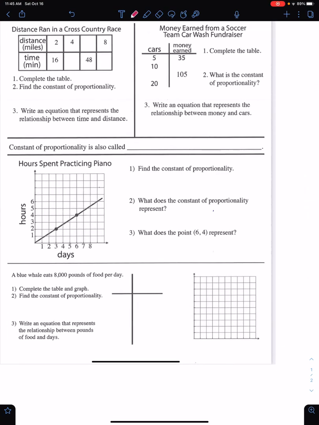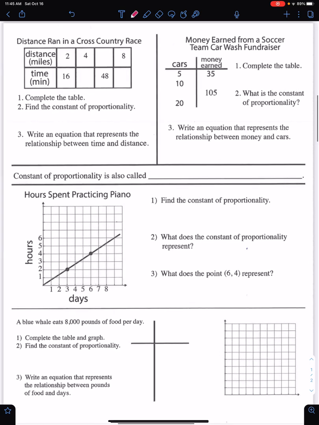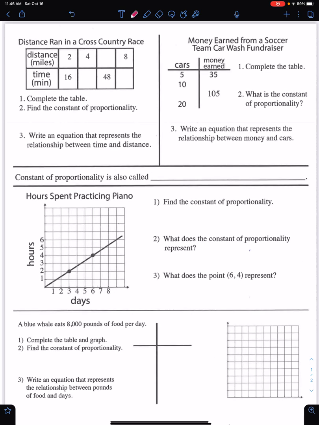All right, today we're going to be talking about the constant of proportionality. You'll remember that last class we talked about what makes relationships proportional, and one of the ways to tell if a relationship is proportional is to make ratios out of all the pairs of numbers in a table. And if those ratios are equal, the relationship is proportional. And those ratios that are all equal are called the constant of proportionality.